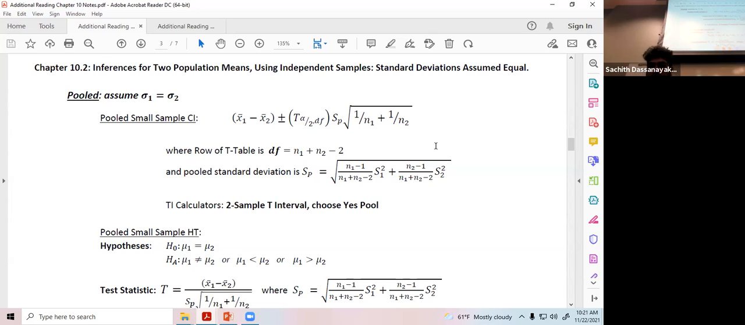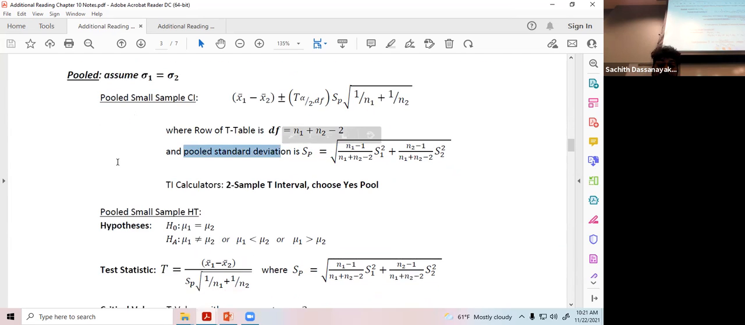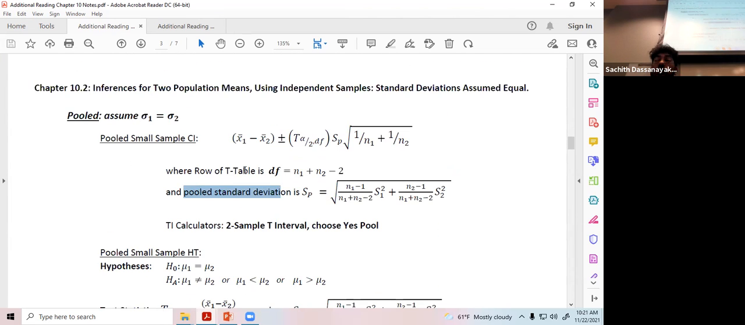I think you can see it here. That's why I want to show it to you. If we assume sigma 1 equals sigma 2, which means section 10.2, we use the pooled t-test. This SP is the pooled standard deviation. Since we are using the pooled standard deviation, we call this kind of test in section 10.2 a pooled t-test or pooled t interval.